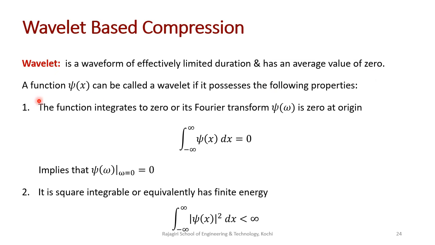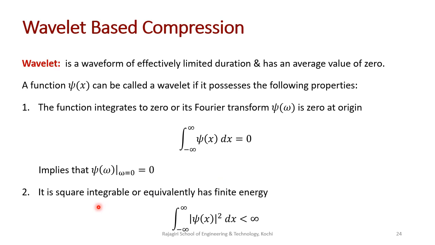A function psi of x can be called a wavelet if it possesses three properties. The first one is that the function integrates to 0, or its Fourier transform psi of omega is 0 at the origin. That is, the integral from minus infinity to infinity of psi of x dx is equal to 0, or its Fourier transform at the origin is equal to 0. This first equation shows that the wavelet has an oscillatory or wave-like appearance.